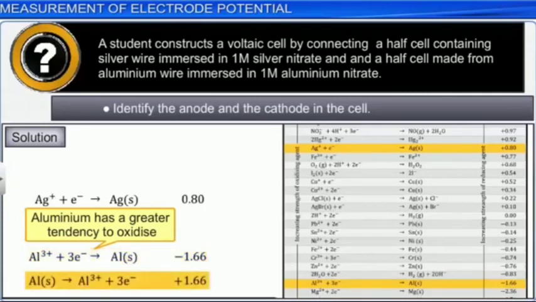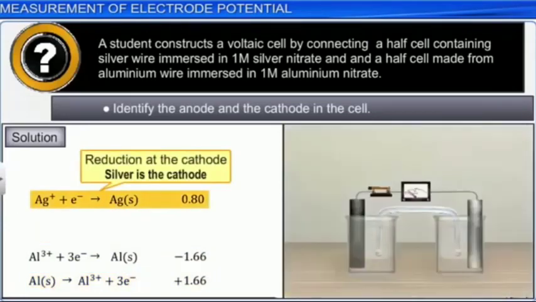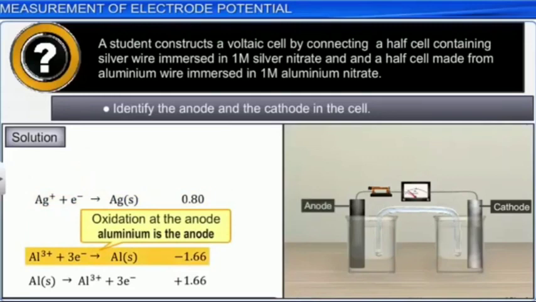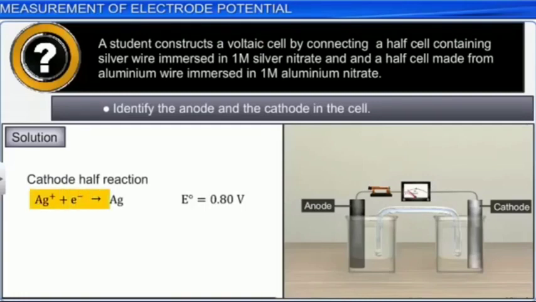Since reduction occurs at the cathode, silver will be the cathode in this Voltaic cell. Aluminium must be the anode, since oxidation occurs at the anode. Now that we've identified the anode and the cathode, writing the half reactions is easy. At the cathode, a silver ion gains 1 electron to form silver metal. The value for the standard reduction potential is plus 0.80 volts.